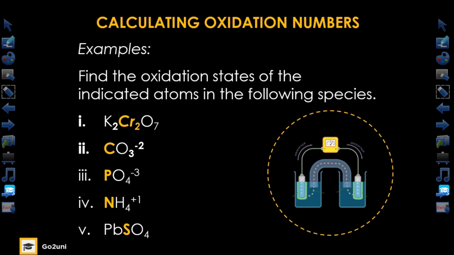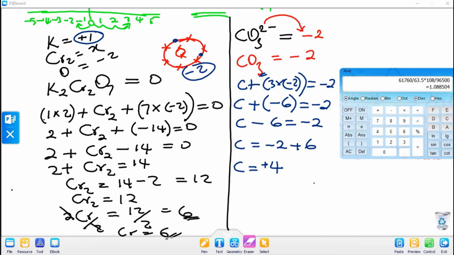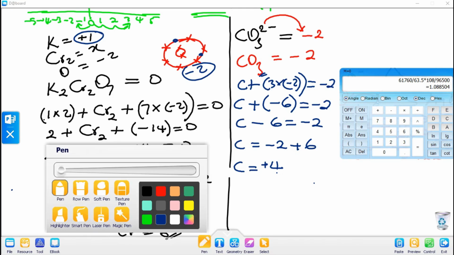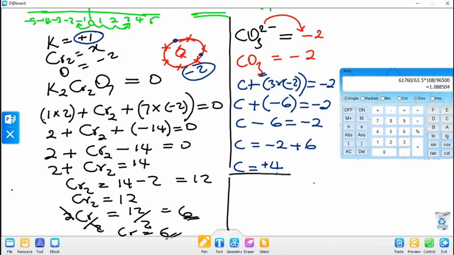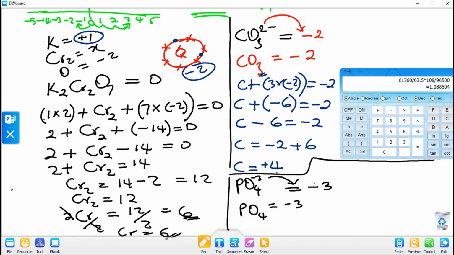The next one is also similar, PO4 raised to power -3. We are told to calculate the oxidation state of phosphorus, P. Let's proceed. PO4 raised to power -3. What do we need to do? Simply, we equate the whole thing to -3. So we can write PO4 equals -3, just for clarity.